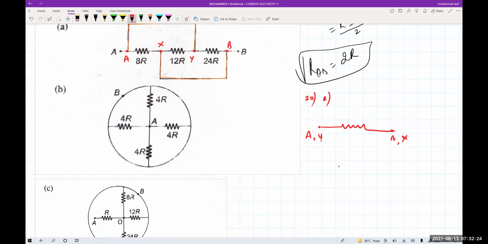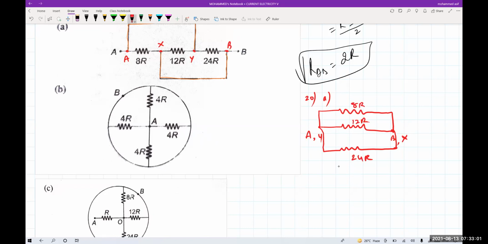Then between A and B, is there any resistance? Between A and B there is none. Between X and Y, is there a resistance? Yes, between X and Y there is one resistance, like this. Anything else? A and X, there is one resistance. Y and B also there is one resistance. Everything is how much? This one is 8R, this one is 12R, and this one is 24R.